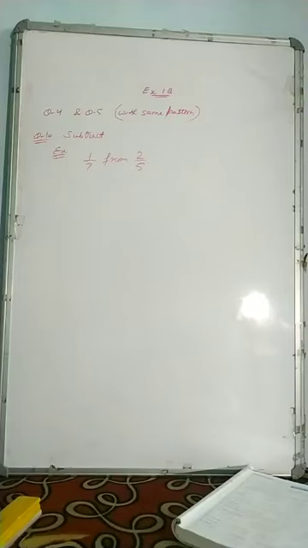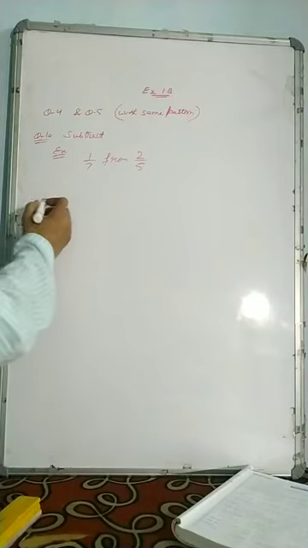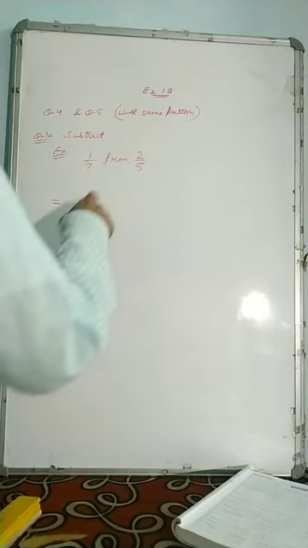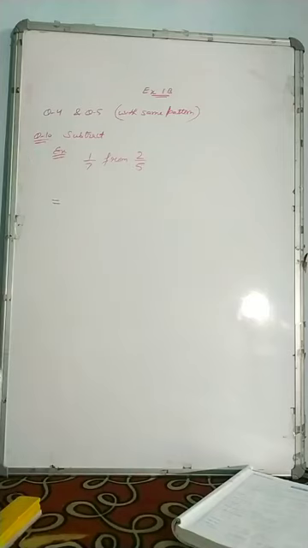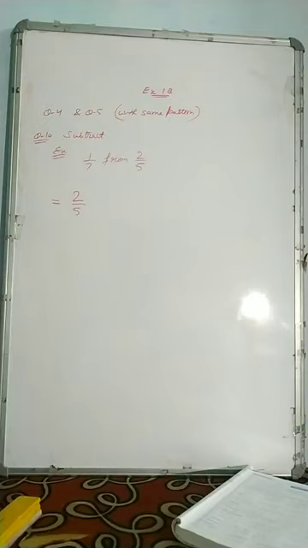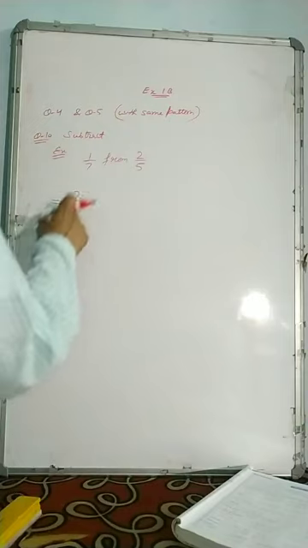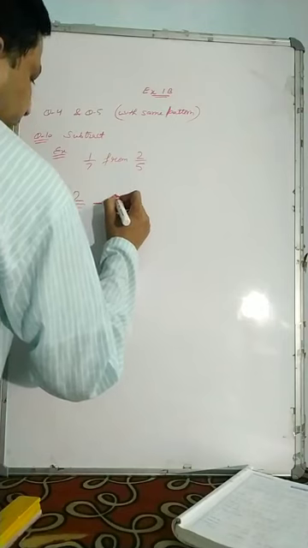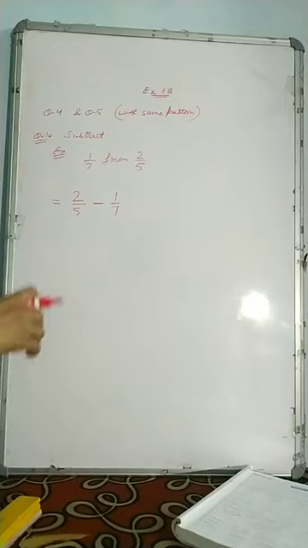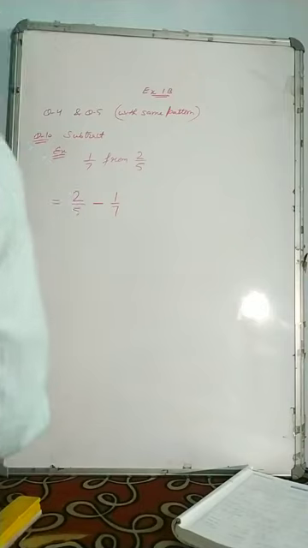For example, 1 upon 7 from 2 upon 5. Now what will be the starting point? Whenever you find the from part, it means your starting point is the rational number which is present after from, that is 2 upon 5. It is the second rational number and it is present after from. It means this is the starting point. Then write minus symbol, then 1 upon 7. Minus symbol according to the question, because you are going to subtract two rational numbers. Subtract, that's why we have to write minus symbol between two rational numbers.